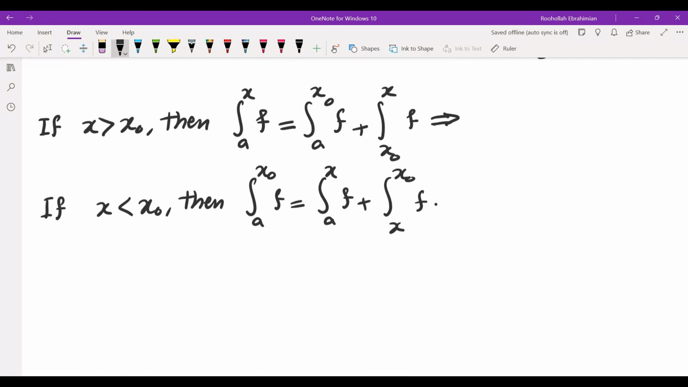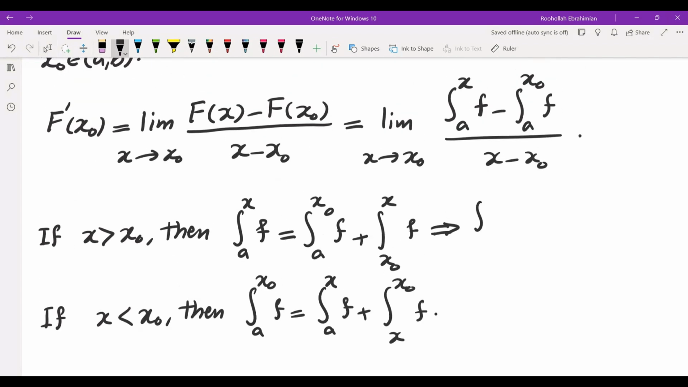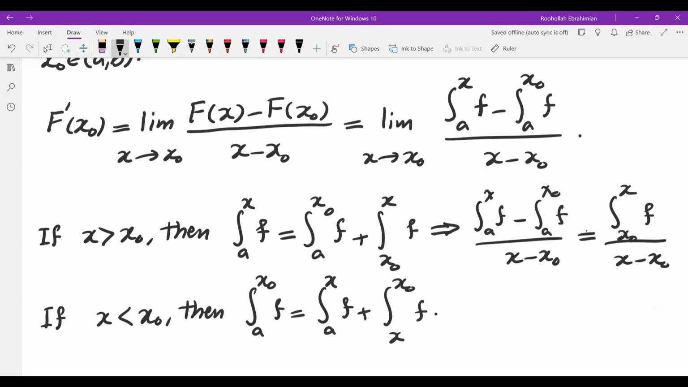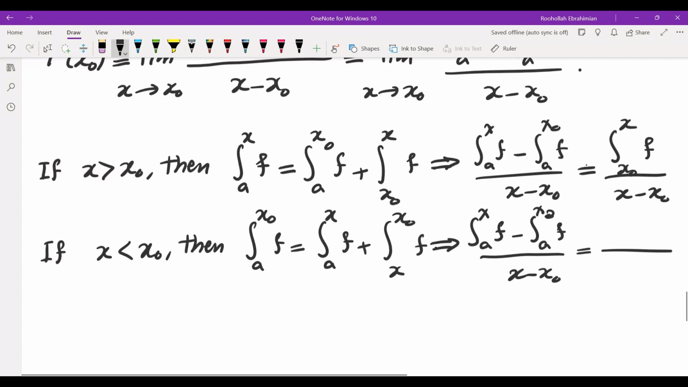The first case implies that the fraction, the integral from a to x of f minus the integral from a to x naught of f, over x minus x naught, is equal to the integral from x naught, because x naught is smaller, to x of f over x minus x naught. And the second one tells you the integral from a to x of f minus the integral from a to x naught of f over x minus x naught is going to be, if you negate the denominator, you get x naught minus x. Negating the numerator, you also get the integral from x to x naught of f.